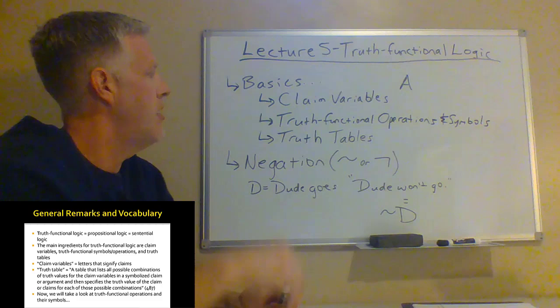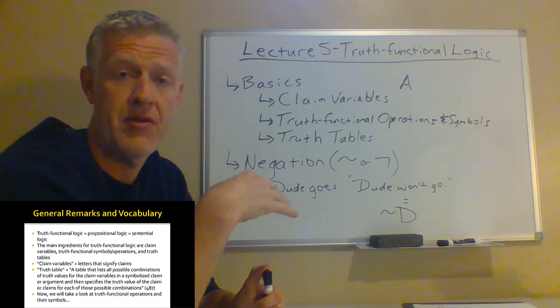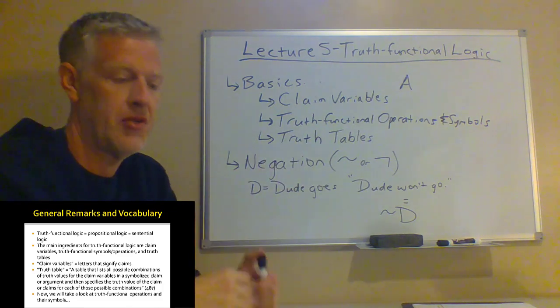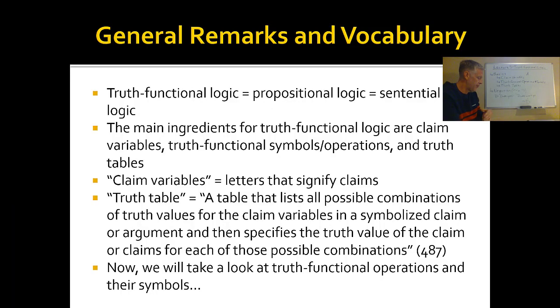Our other main ingredient that we will be working with throughout this lecture is the idea of a truth table. We'll explore that in a moment. So what do I mean by claim variables? As I mentioned in the middle of slide 2, they're basically letters that signify claims. The upshot of what we're doing is taking something that's being said in an everyday sense and translating it into what I call logical notation.